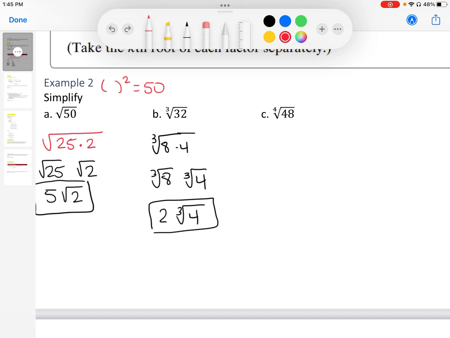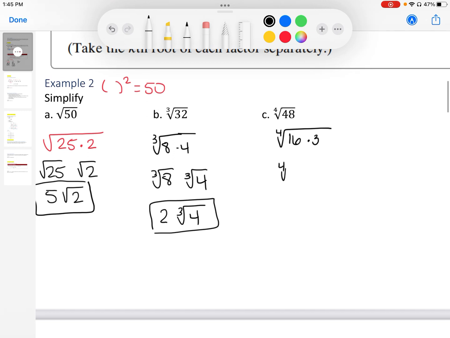Part C, the fourth root of 48. I can't apply the fourth root directly, but there are factors that would work. 16 times 3. 16 times 3 is 48, and 16 is the number that I can apply the fourth root to. So we can split it to be the fourth root of 16 times the fourth root of 3. The fourth root of 16 is 2. And so we're left with 2 times the fourth root of 3, or just 2 fourth root 3.